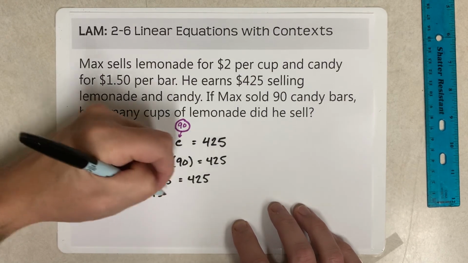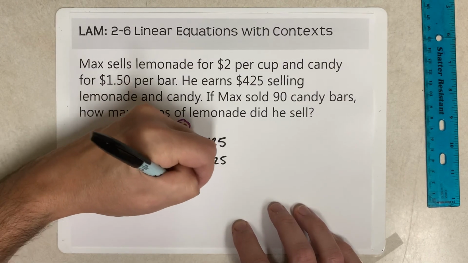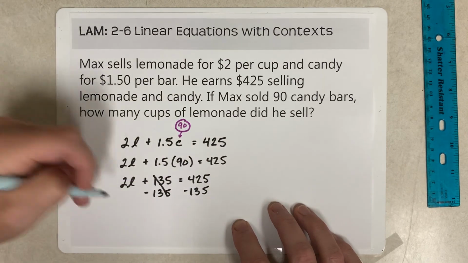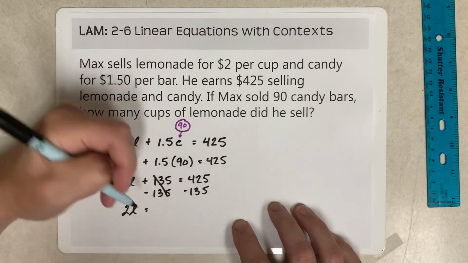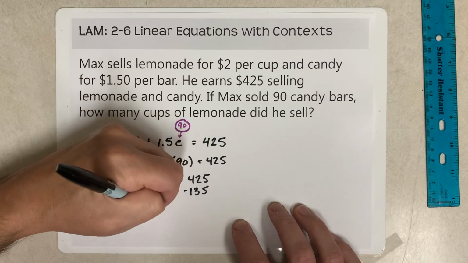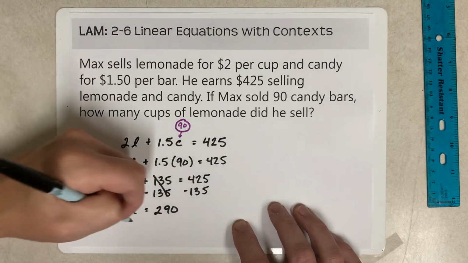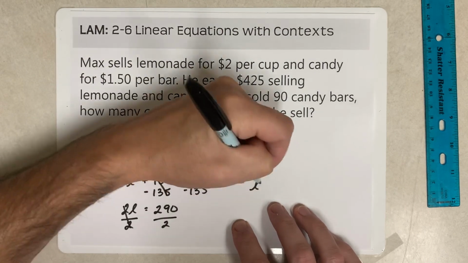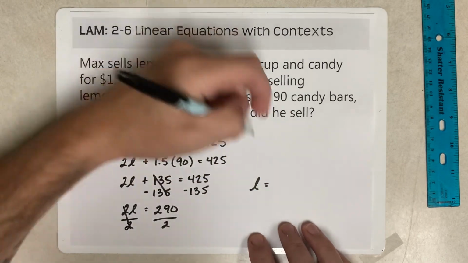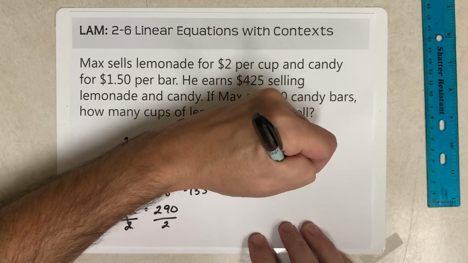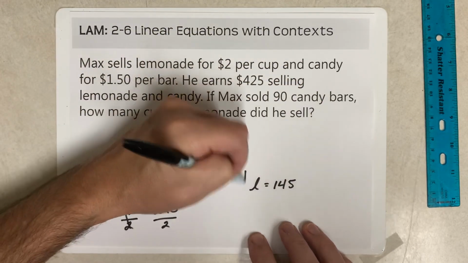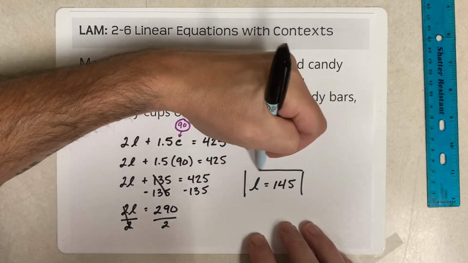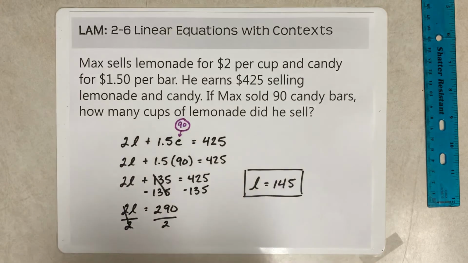Subtract 135. Cancel those out. 2L is equal to 290. Divide by 2. And the number of cups of lemonade is going to be 145, which is a lot, but apparently Max did it. So that's it for that one.